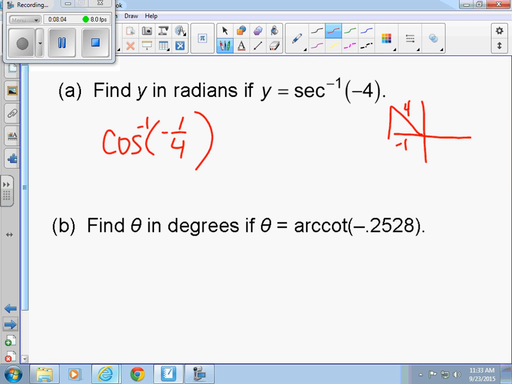Never use 1 over cosine inverse. It won't give you anything good. The 1 over cosine will give you secant, but to do the inverse, you have to flip on the inside. Okay? Now this one's really difficult.